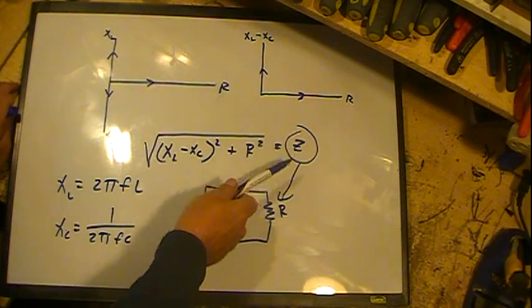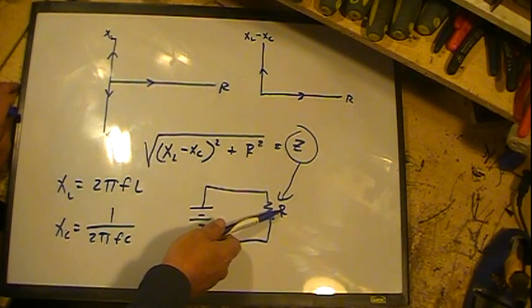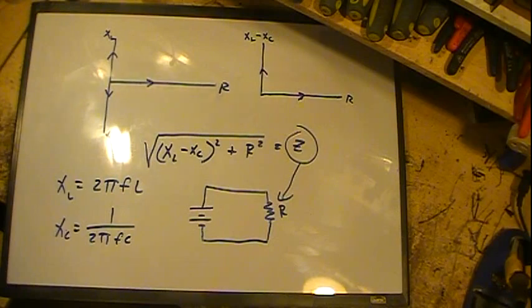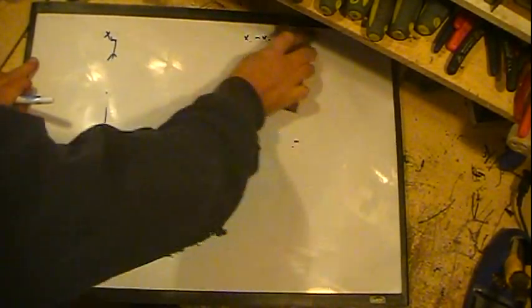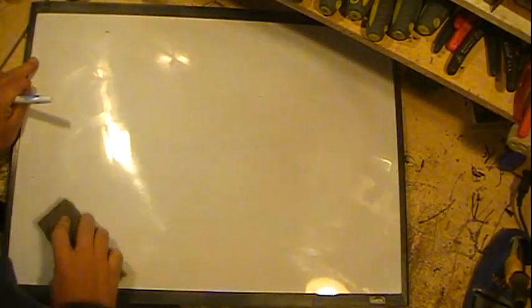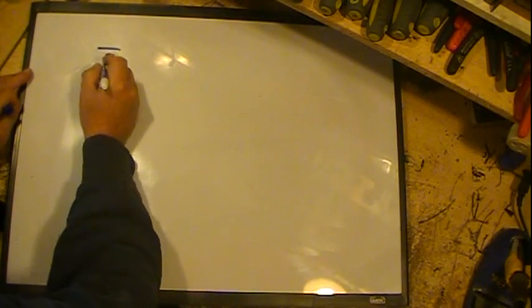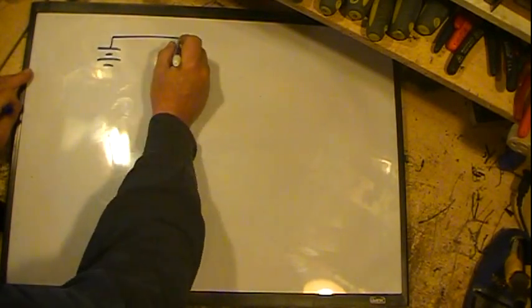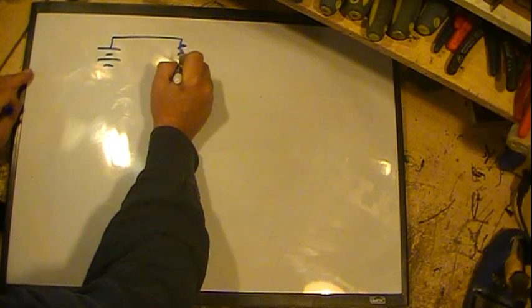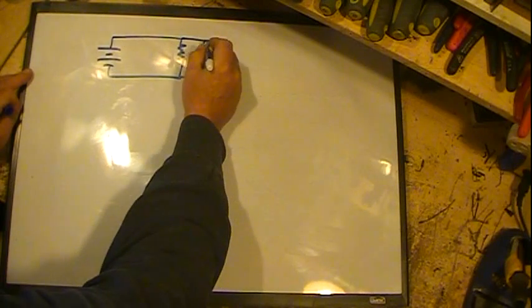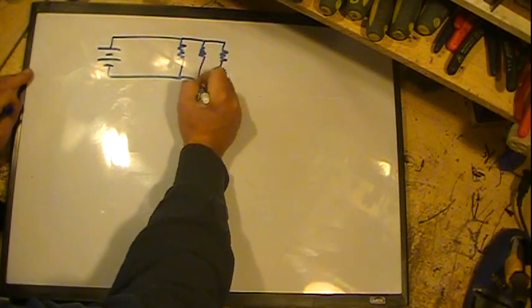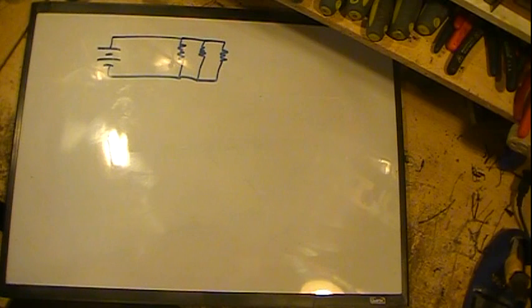But in an AC circuit, I can use impedance the same way as I use resistance. So let's look at a DC circuit. We have a battery. Let's say that battery goes to a resistor here, and a resistor here, and a resistor here. And I wanted to find the current in that circuit.